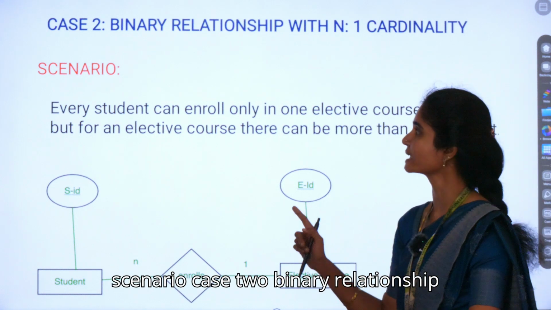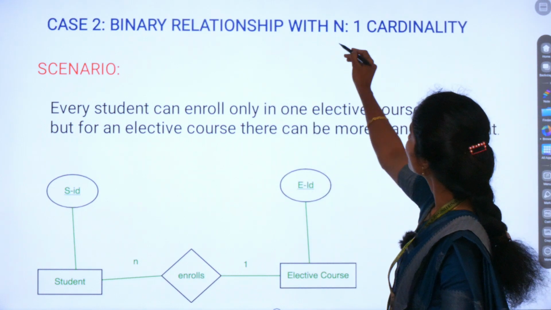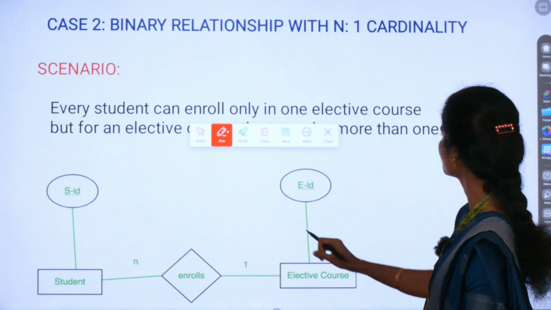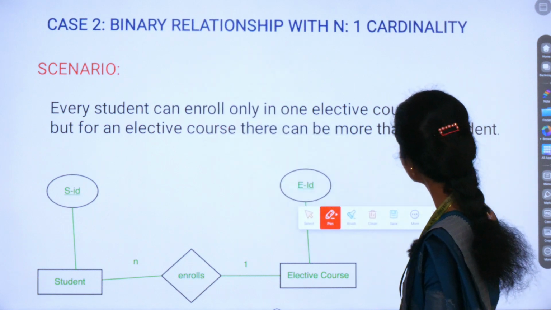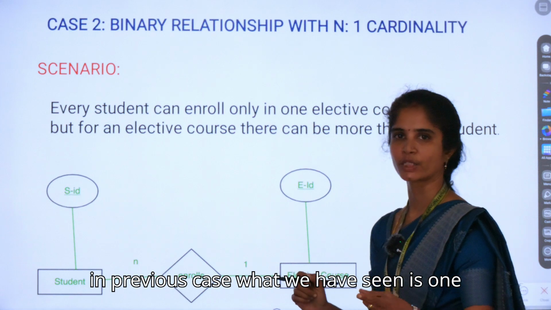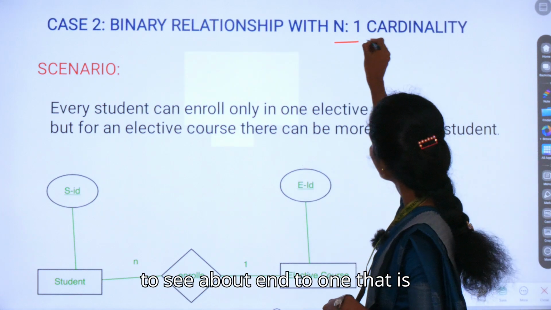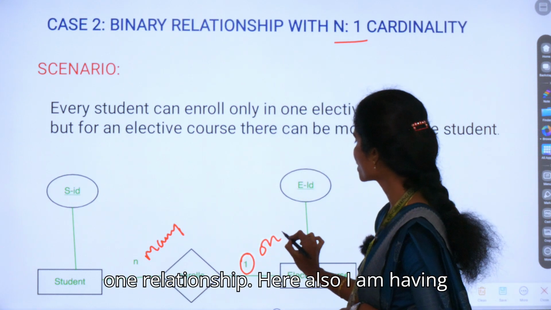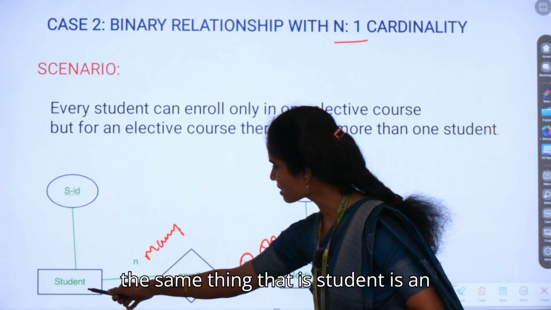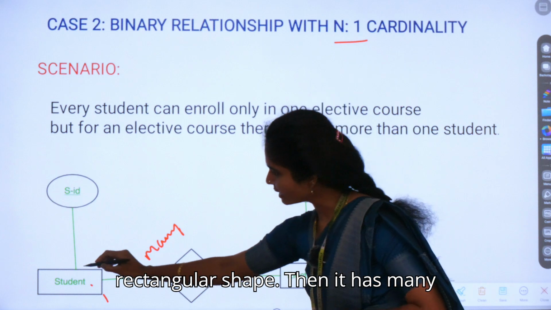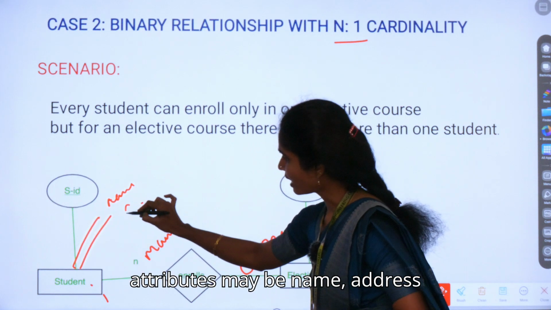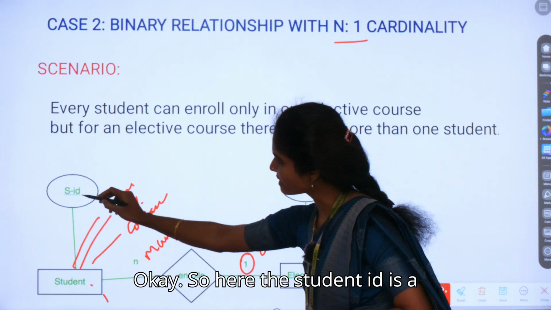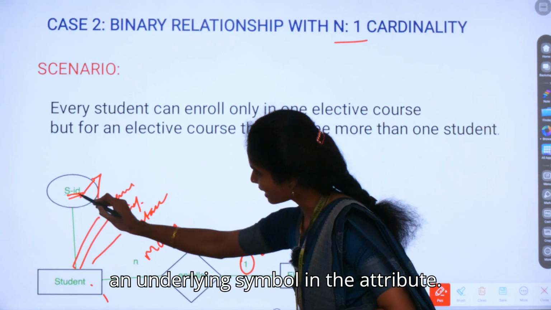Okay, next we are going to see the scenario case 2, binary relationship with many-to-one cardinality. In the previous case what we saw was a one-to-one relationship. Here we are going to see n-to-1, that is a many-to-one relationship. Here also I have the same thing: student is an entity represented in a rectangular shape. Then it has many attributes, maybe name, address or contact number, whatever it is. Here the student ID is the primary key, denoted with an underline symbol.